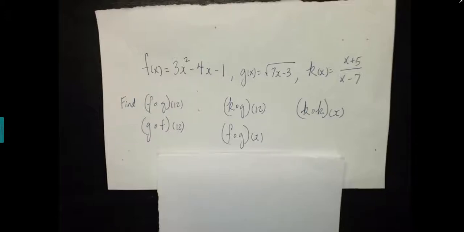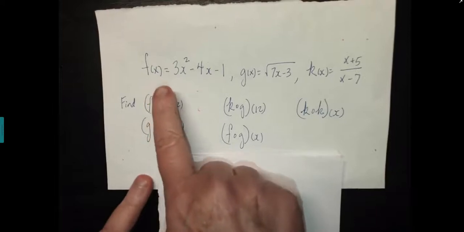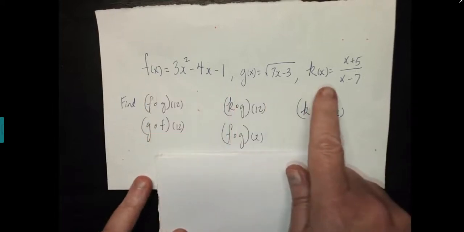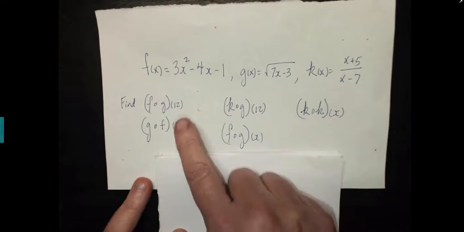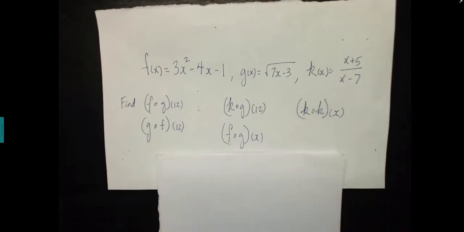In this video, we're going to be looking at composition of functions. So if we have the functions f, g, and k defined here, let's see if we can find out what these compositions are. Okay, so the first one that we have here is f composed with g evaluated at 12.